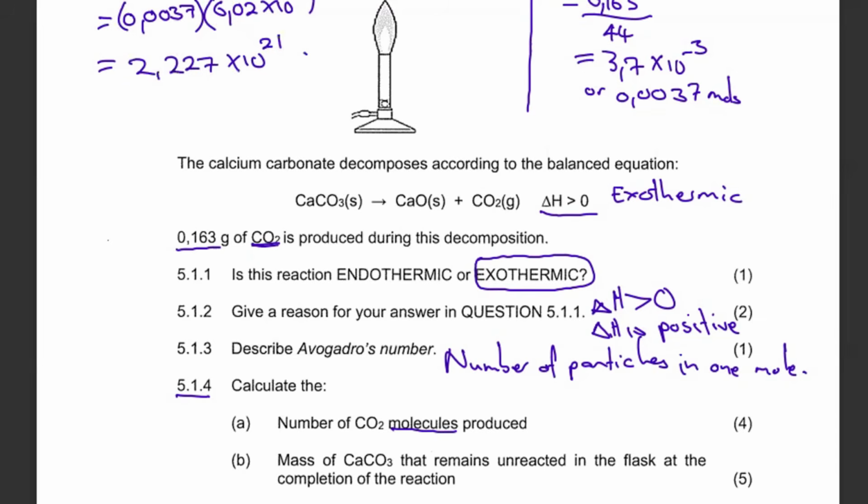What are we looking for there? We're looking for the number of molecules produced, so we can just say molecules. Then we can move on to the next question.